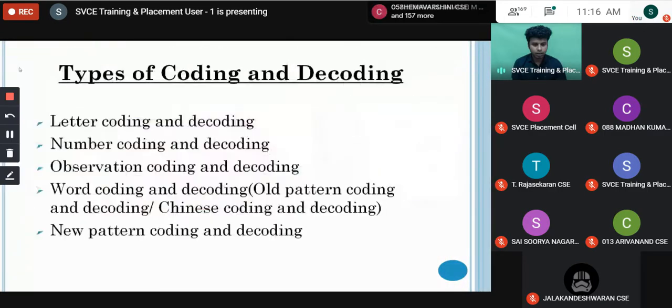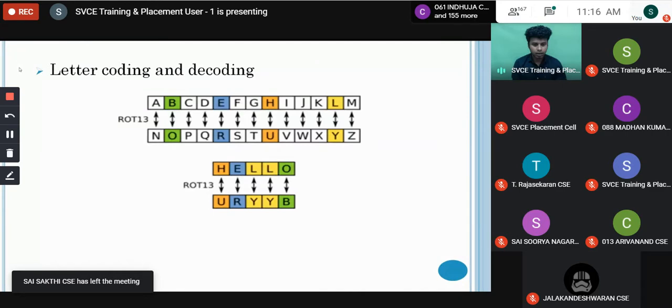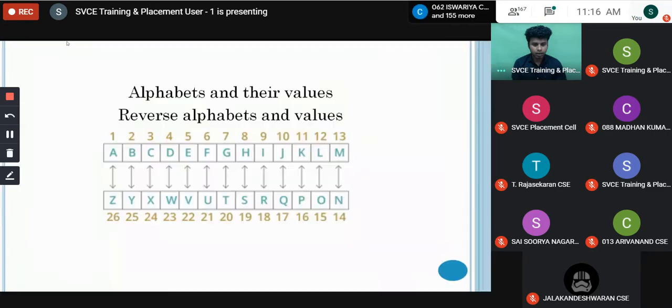Letter coding means instead of a letter, they will substitute another letter. Number coding means instead of a number, they will substitute another number. Like that, observation coding, word coding, and new pattern coding and decoding. All those types will be discussed now. Okay, so listen. Instead of A, they have substituted some other letter.